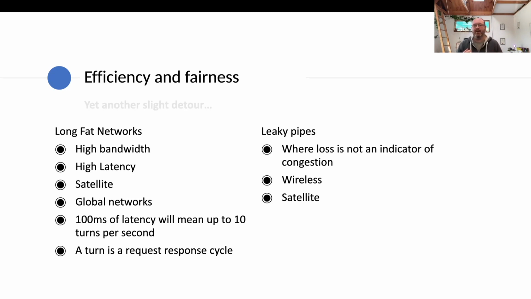And then we have leaky pipes, where loss is not an indicator of congestion. Think about satellite or wireless, where you've got a bit error rate to contend with, or you've also got half duplex connections. That loss is not an indicator of congestion.